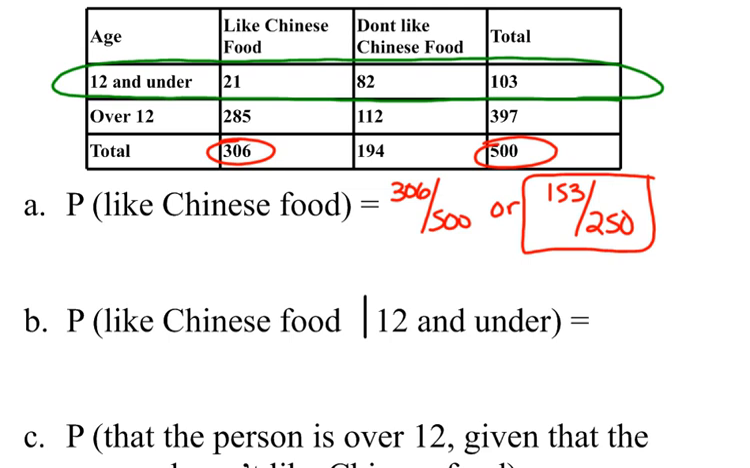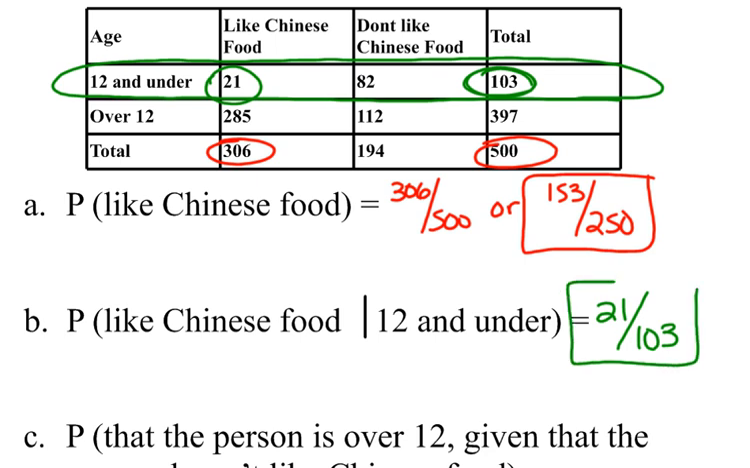So of the people that are 12 and under, how many like Chinese food? There are 103 total 12 and under kids, so that's going to be our denominator. And then how many of those 103 said they liked Chinese food? 21. That number came from right here. I didn't look at any other category for age, like the over 12, for example. I just looked at the 12 and under. I got 21 out of 103. So that's how many of the 12 and under people like Chinese food.